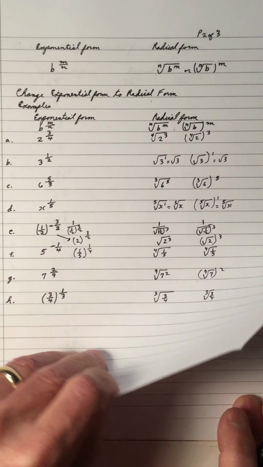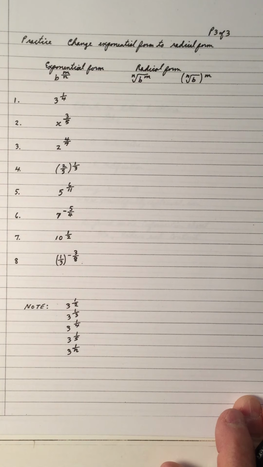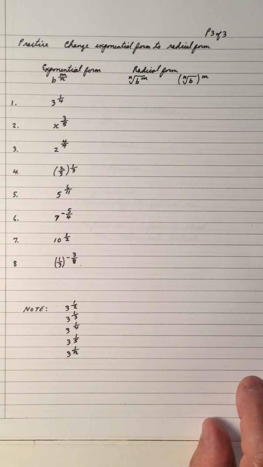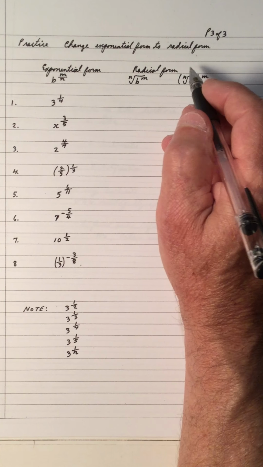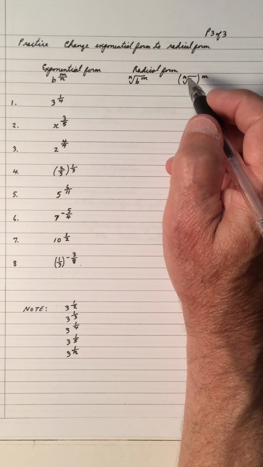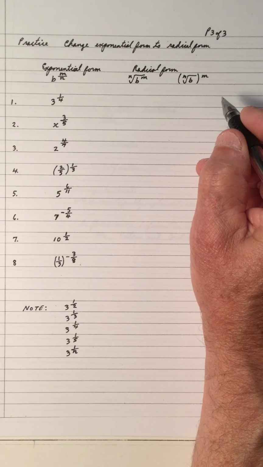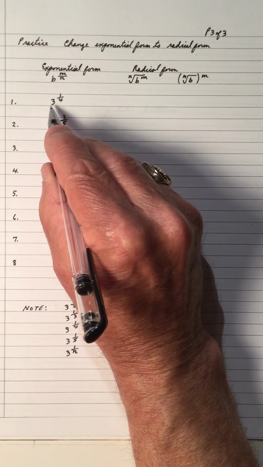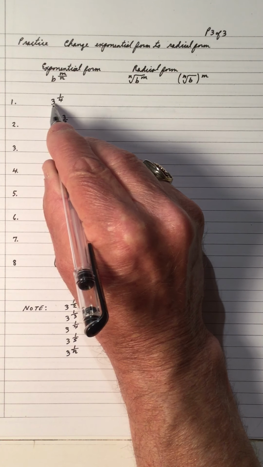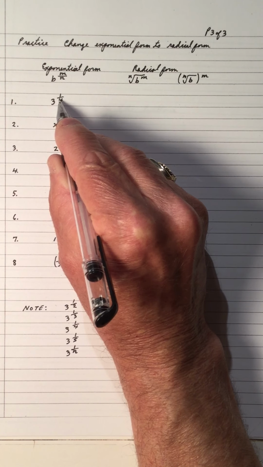Okay, let's continue. So we have some practice. Change exponential form to radical form. So what you can do now is pause the video and work these out. So here we go. Again, the base is b, m is 1, n is 4.